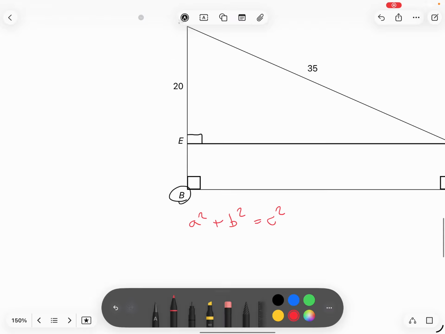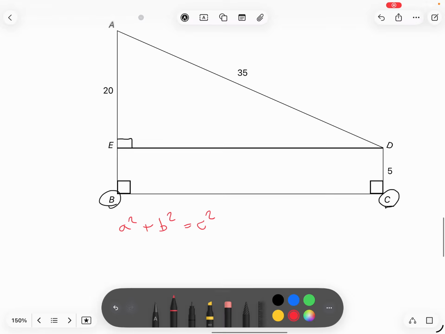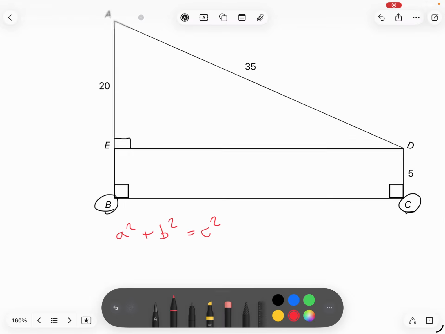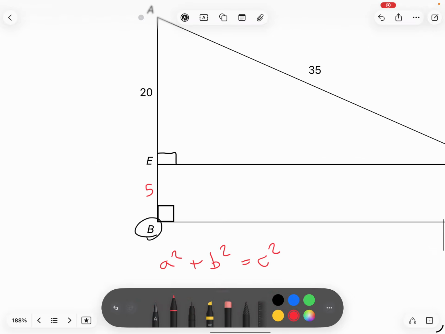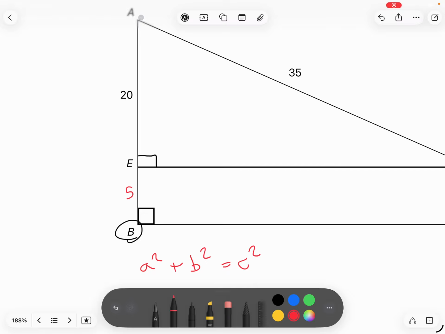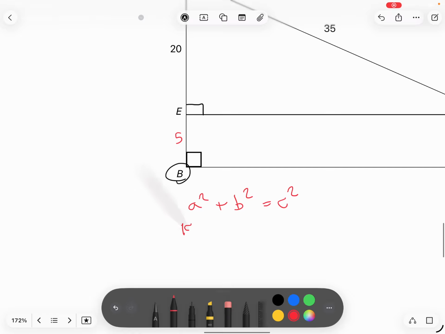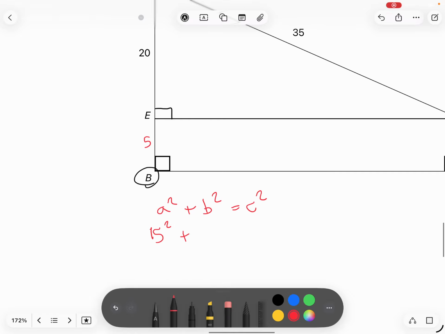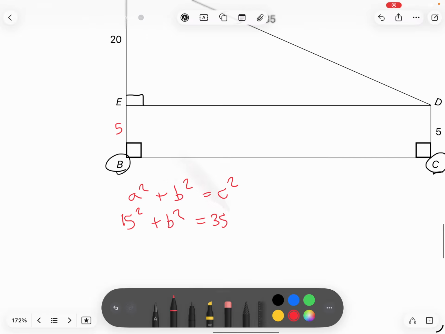Though, in fact, we've got the 5 over here, and we've got the 5 over here on EB as well. We should write this in so we know what we're doing here. So total AB has side length 20. The diagram is a little bit ambiguous here. AB as a whole has a side length 20. EB has 5, so we have to do 20 minus 5 to get 15 for the A. So we've got 15 squared, in fact, plus B squared is unknown. We'll leave that as B, equals hypotenuse squared, so 35 squared.